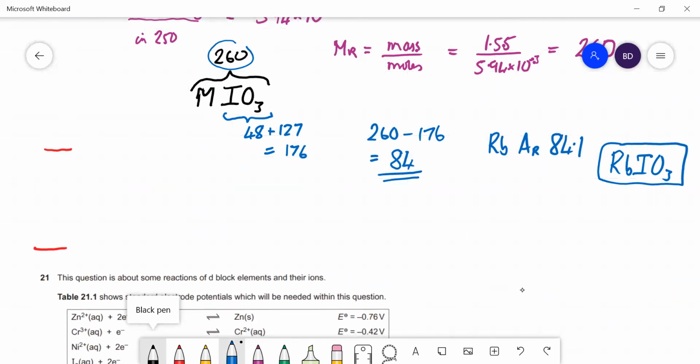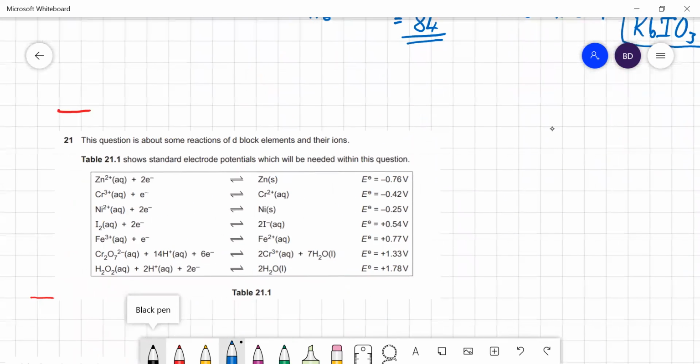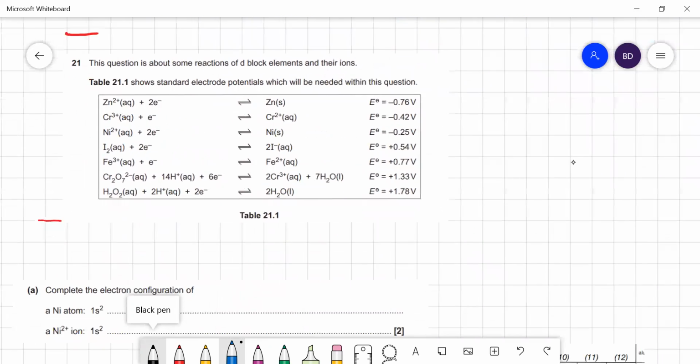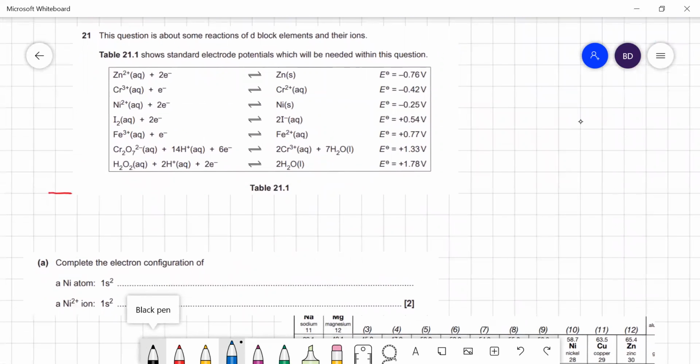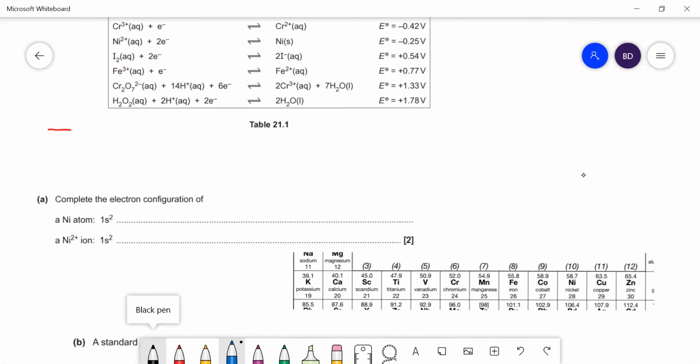Okay, so some electrode potentials there we're going to need. Right, electronic configuration of the nickel atom. Okay, so here's nickel. I've just pasted a bit of the periodic table. Right, so it's going to be 1s2, 2s2, 2p6, sorry, 3s2, 3p6, sorry.